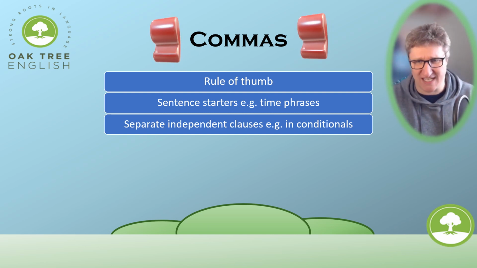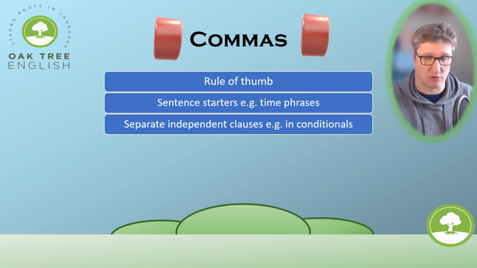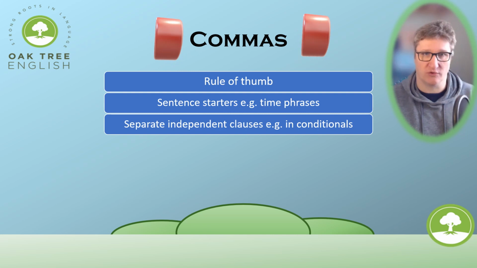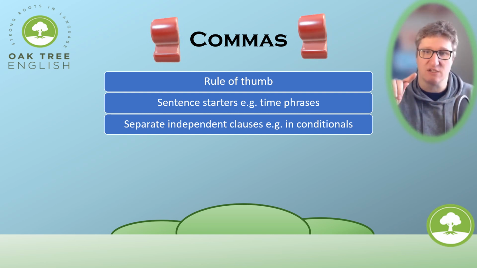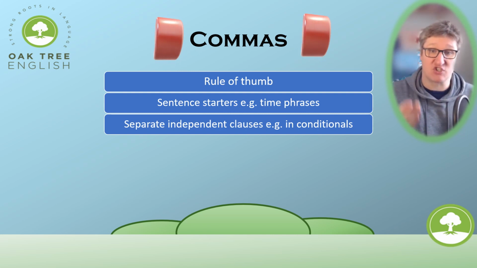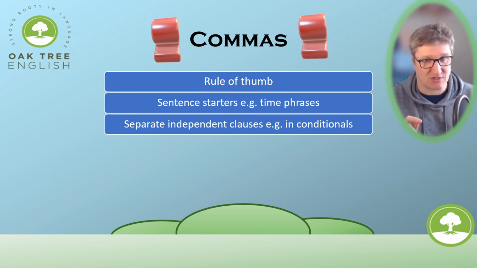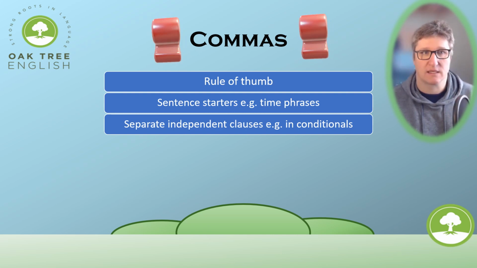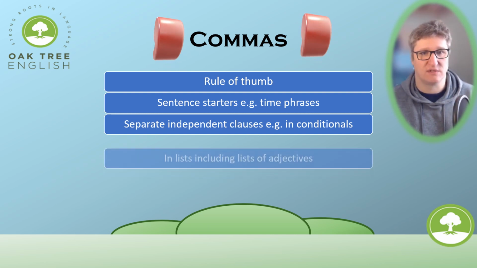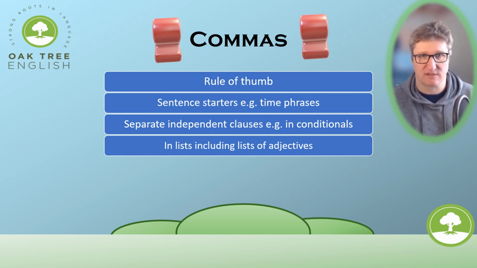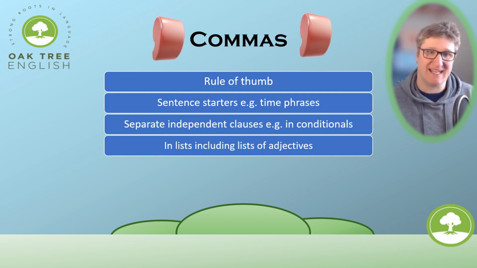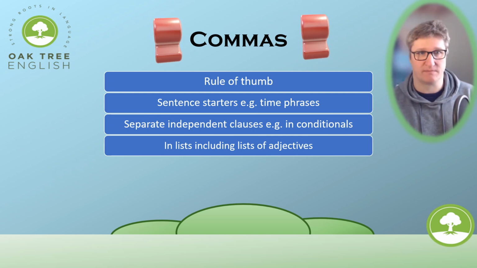So think about a conditional where you have an if clause or an unless clause and then a resulting clause. If the if clause comes first, you separate it with a comma. If the result clause, the independent clause, comes first, you don't. Lists can include a list of adjectives, as we shall see in the first sentence that'll come up in a moment. So we use them in lists to separate the individual parts.